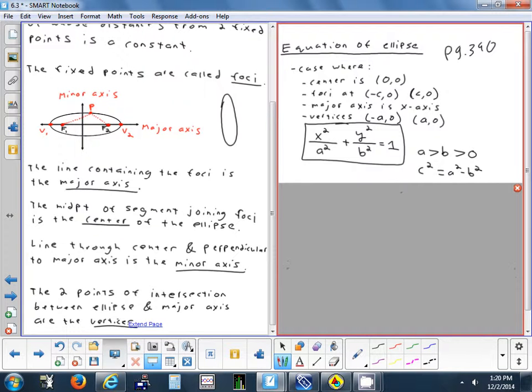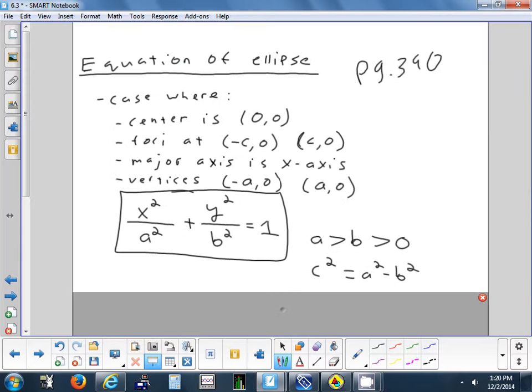And there's a couple other things that I wrote that always have to happen. a always has to be bigger than b. Always. And b has to be greater than 0. So in other words, a and b always have to be positive numbers, never negatives.